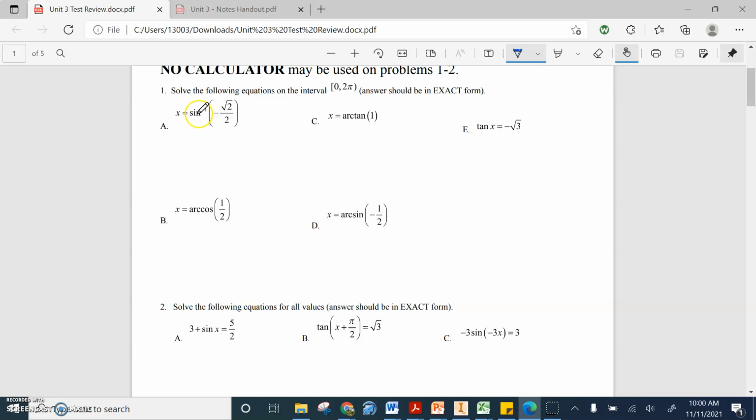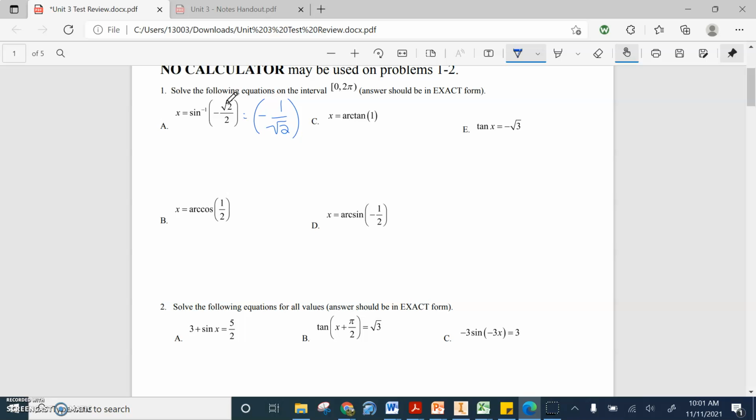angle gives us a sine ratio of negative square root 2 over 2. The root 2 over 2, by the way, you could say is equal to negative 1 over root 2, just so we're clear, that's the same question. So where does that happen? The first thing we want to look at is root 2 over 2, that's like a 45-degree angle. So positive root 2 over 2 is sine of 45 degrees, or pi over 4.